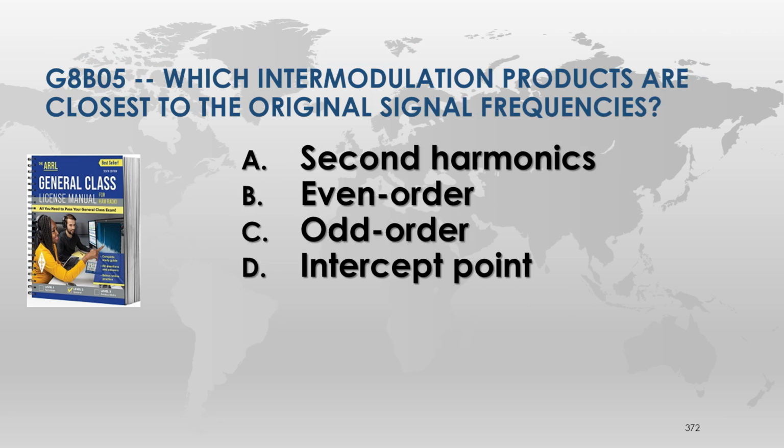Which intermodulation products are closest to the original signal frequencies? I got a delta intercept point. I got a Bravo even order. Anybody want to try for the right answer? Okay, Alpha. Charlie. Nobody got it. The third harmonic, which is odd. Third, fifth, seventh. 3, 5, and 7 are the ones that are either the magic numbers or the ones that will hurt you the most.